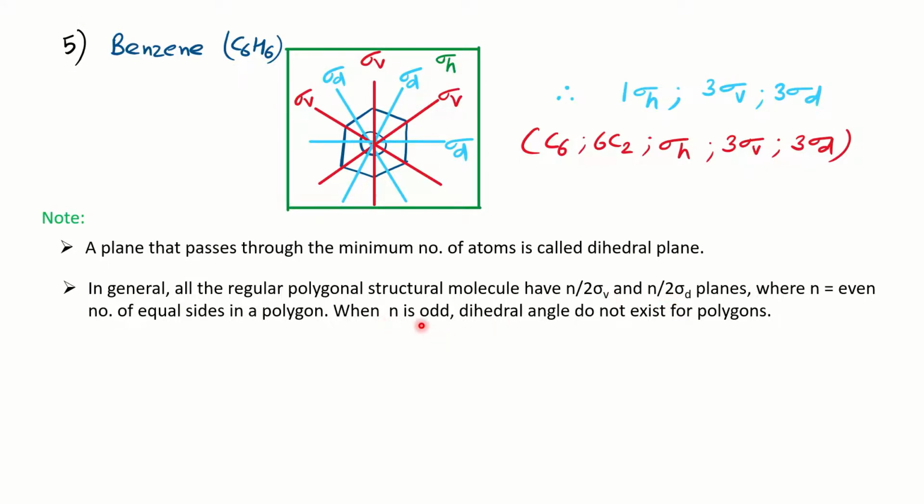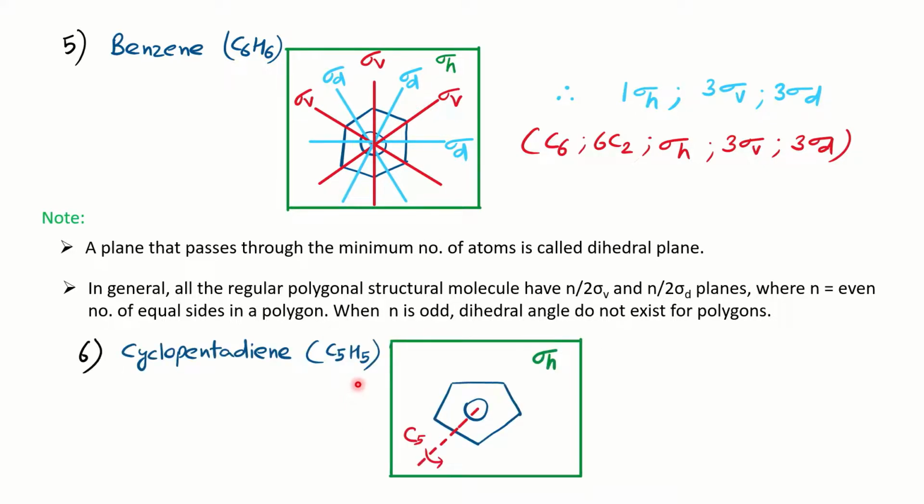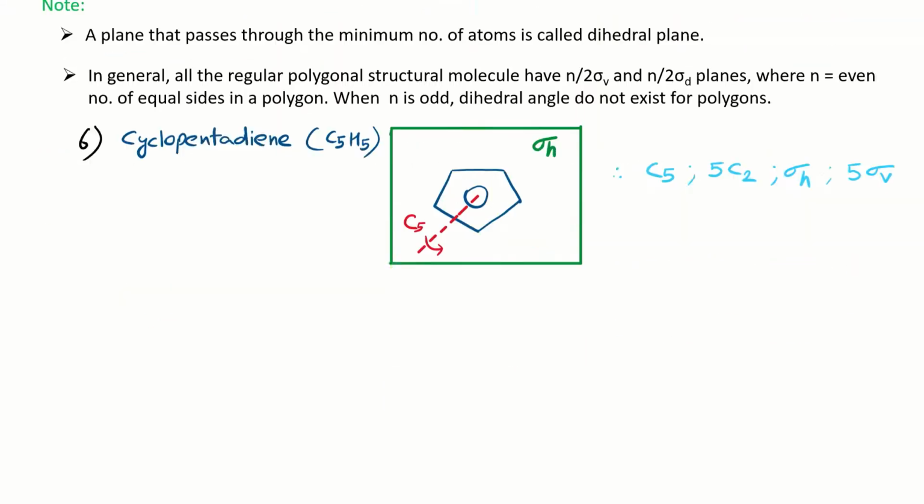But when n is odd, then the dihedral plane will not exist. The example is the cyclopentadienyl C5H5, which has an odd number, n equal to 5. So here you will have 5 sigma V. You have C5, NC2, that is 5C2, and sigma H is there because it is a planar molecule, but being an odd number it has only 5 sigma V. You don't have sigma D here.